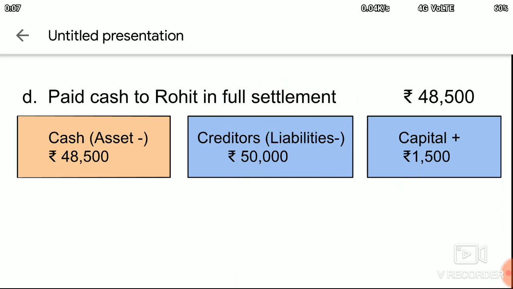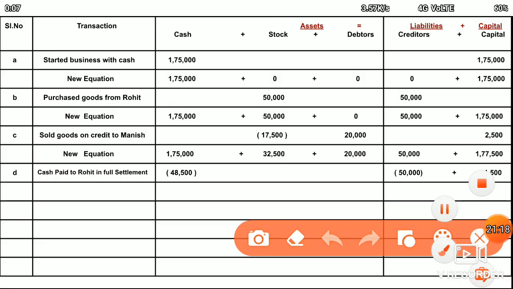So let me show you the effect. Now number D, cash paid to Rohit in full settlement. Now here we have cash decreases by 48,500. Creditors we have to decrease by 50,000 rupees as the account is fully settled, and the capital we have to increase by 1,500 as there is a cash discount which is received.